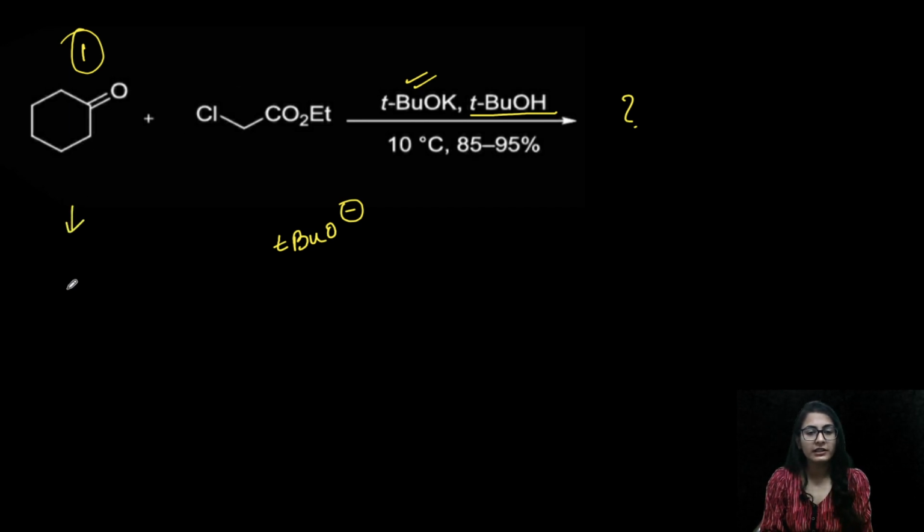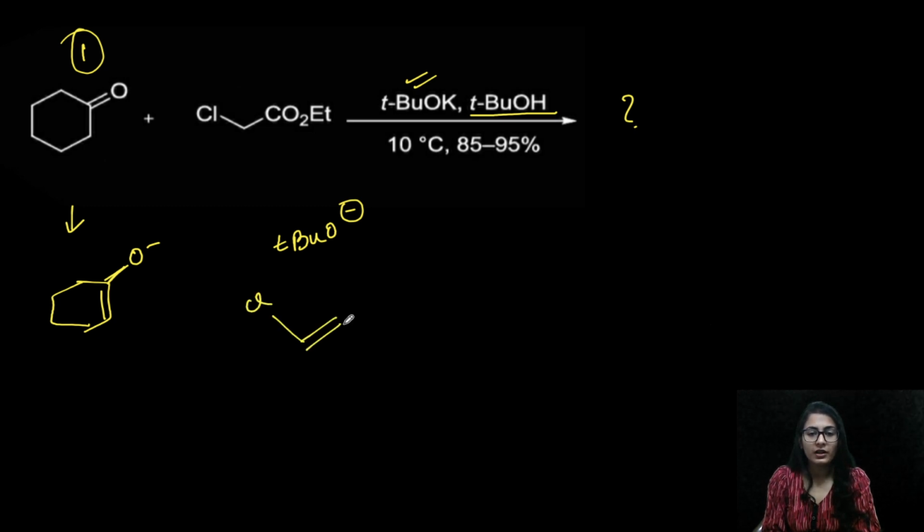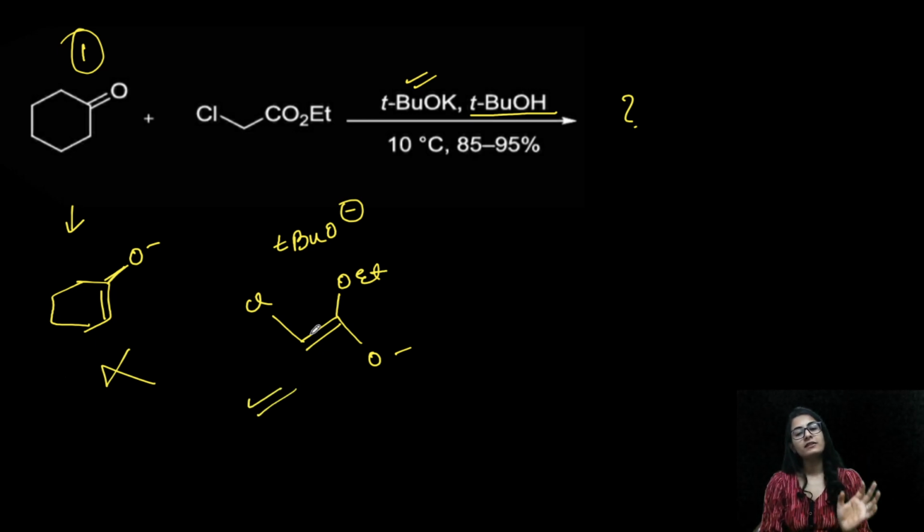Either the enolate can form from here, either we are going to get a cyclohexyl enolate, something like this, or you can have the ester enolate also. And this is exactly what we want. We don't want this kind of an enolate, we want this enolate of the ester. And what is the driving force towards the formation of this enolate?